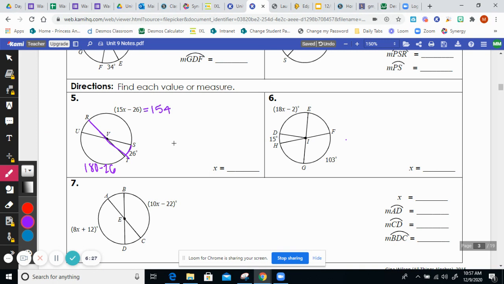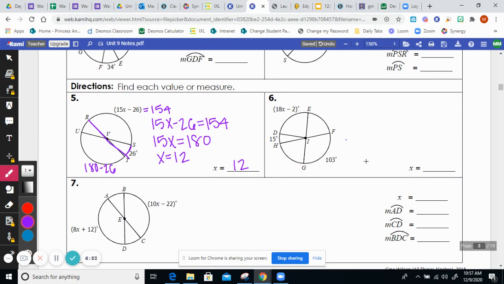154. So when I solve it, I'm just going to say 15x minus 26 equals 154. I'm going to add 26 to both sides, and I get 15x equals 180. Now I would divide both sides by 15, and I find that x equals 12.